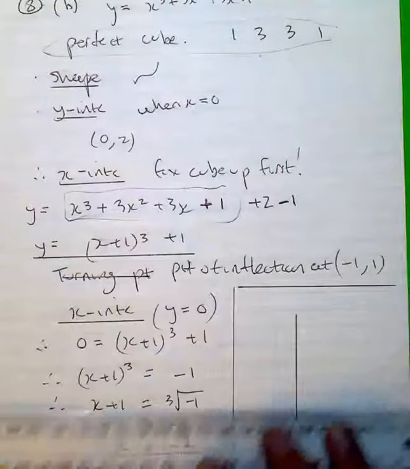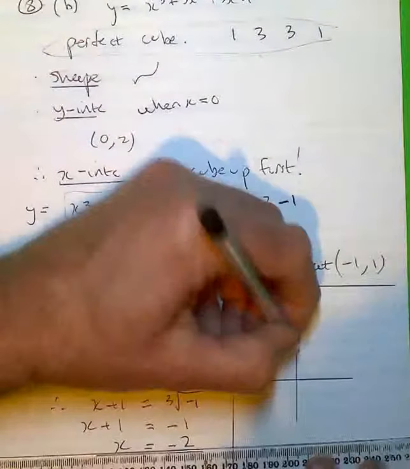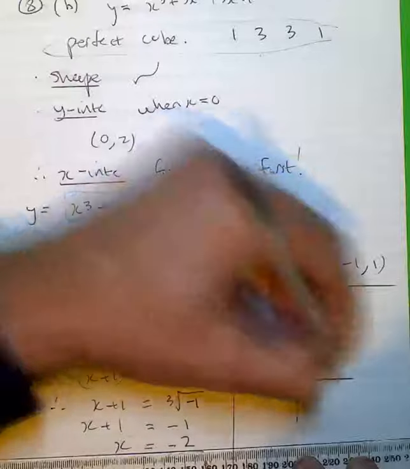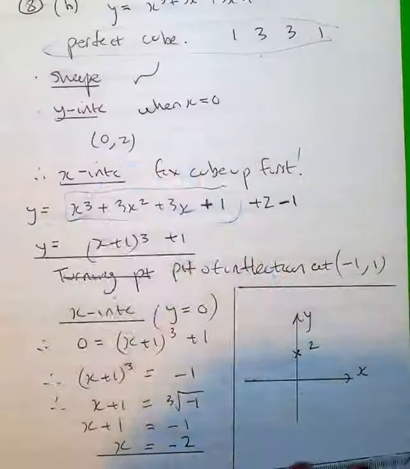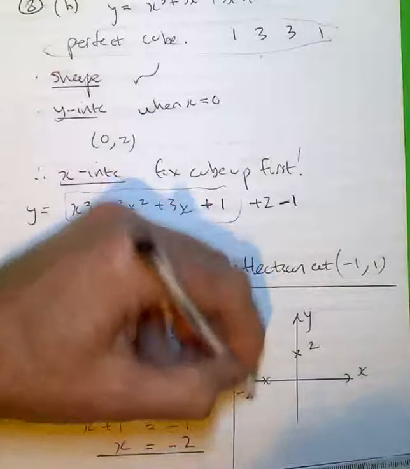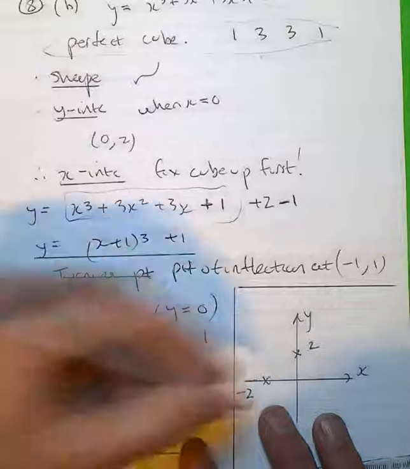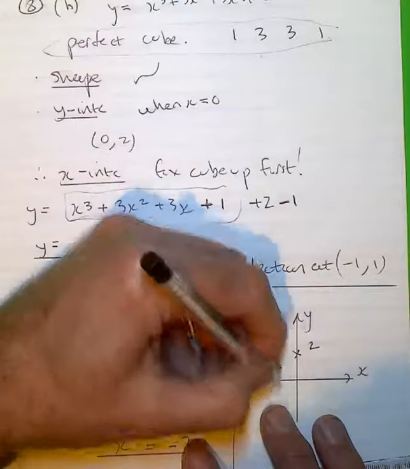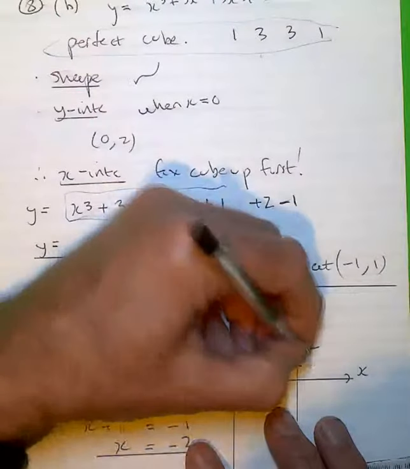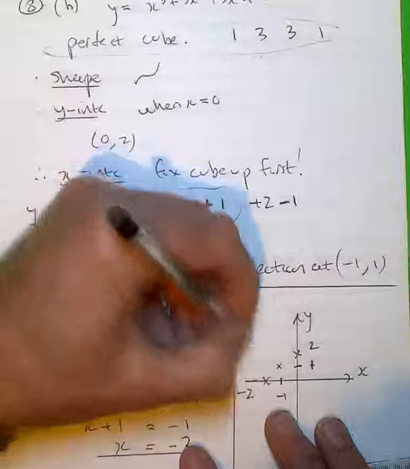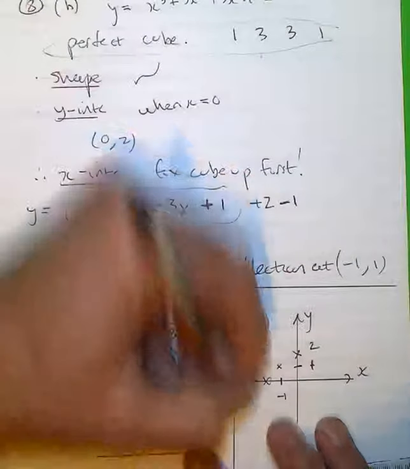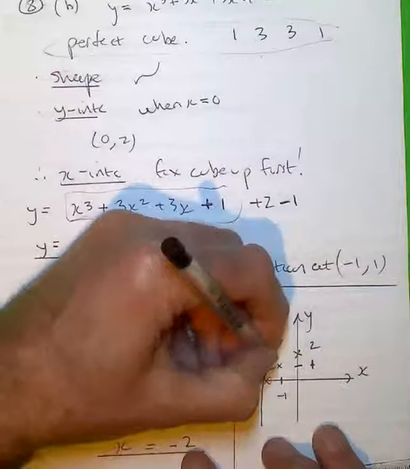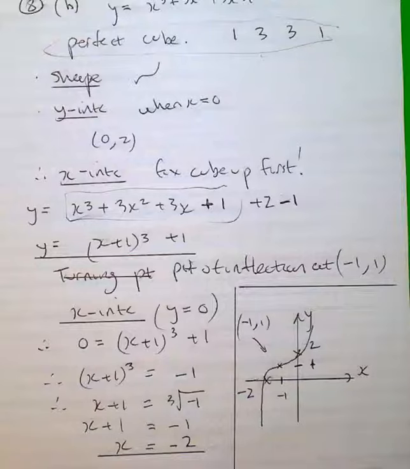So sketching that up, I've got to have 0, 2, the y-axis. I've got a negative 2 here, and I'll have a point of inflection at negative 1, 1. So going through with that, hooking up here and up again, gives me the graph. Worth our while trying out though.